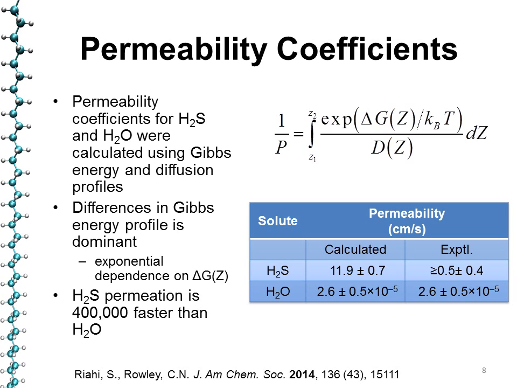In contrast, sure enough, we see a much higher rate of permeability for hydrogen sulfide. We calculated a permeability of almost 12 centimeters per second, and this is even higher than the value that had been determined experimentally, although the experimental value was just a lower bound. And so we are predicting that the rate of permeation of hydrogen sulfide may be even faster than had been determined experimentally.